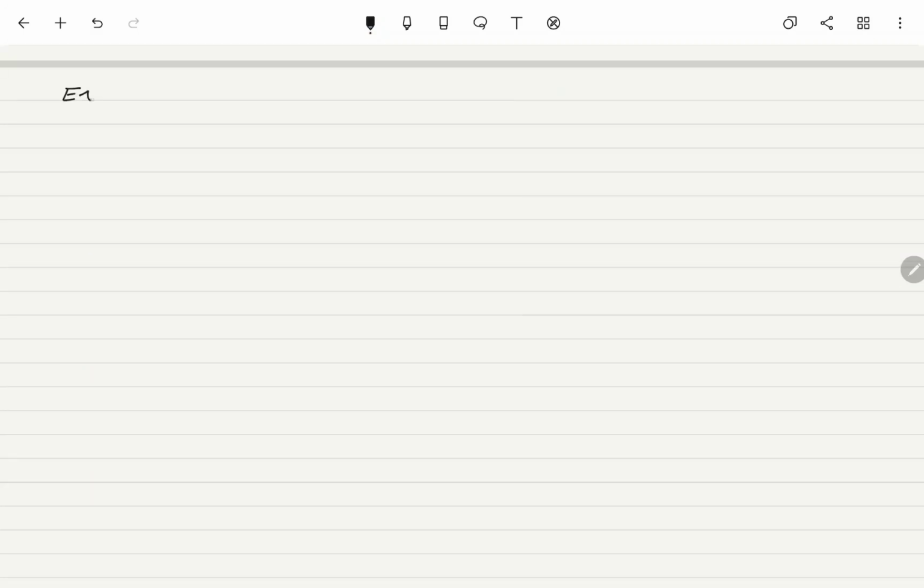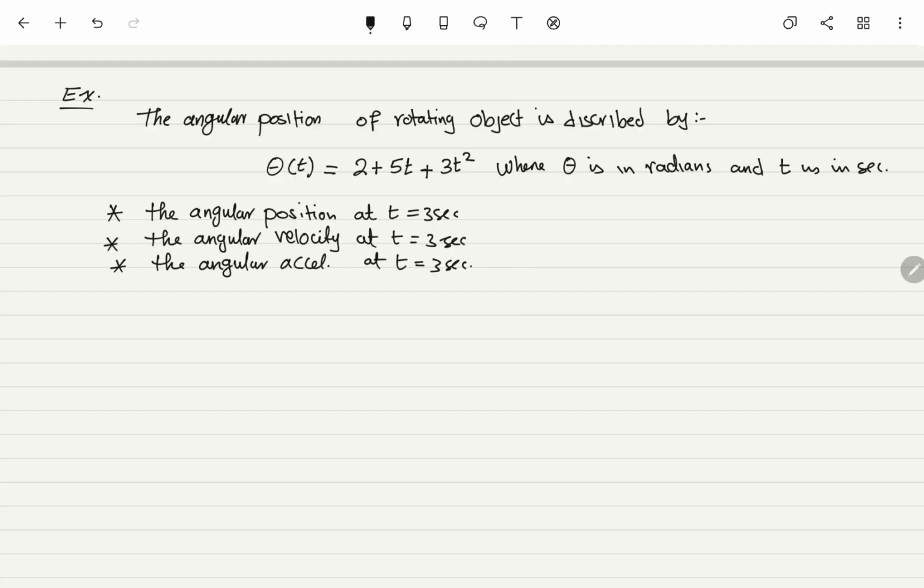Example: the angular position of a rotating object is described by this equation here, theta of t equal to 2 plus 5t plus 3t squared, where theta is in radians and t in seconds. Find the angular position at t equal to 3 seconds, and find the angular velocity at t equal to 3 seconds, and the angular acceleration at t equal to 3 seconds as well.